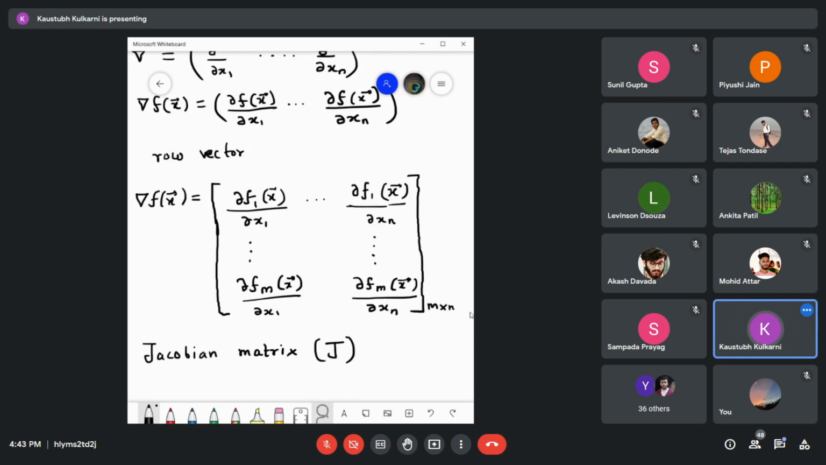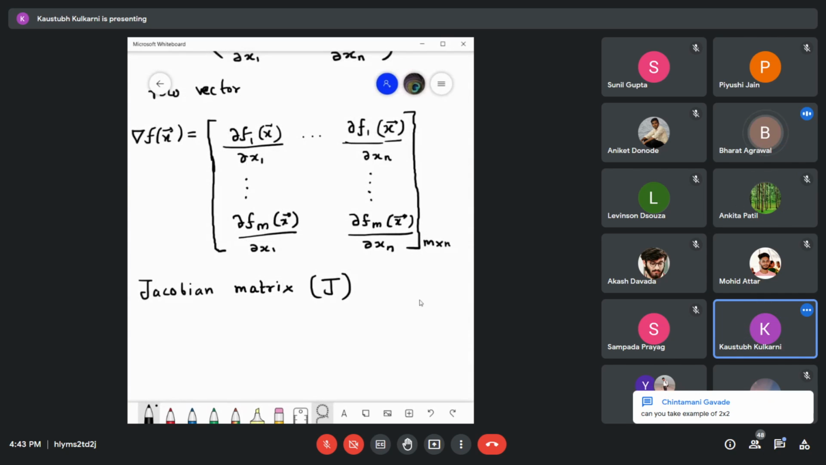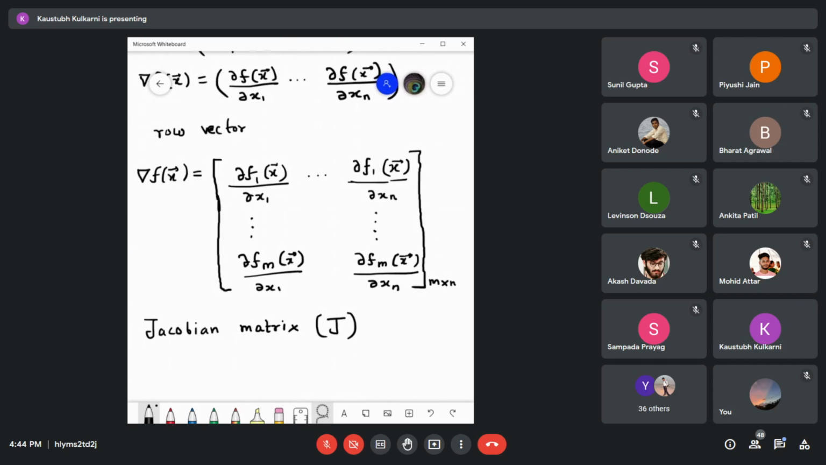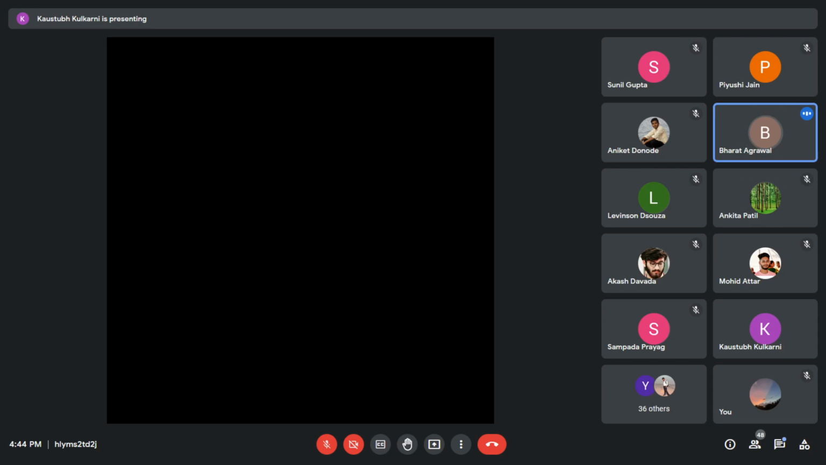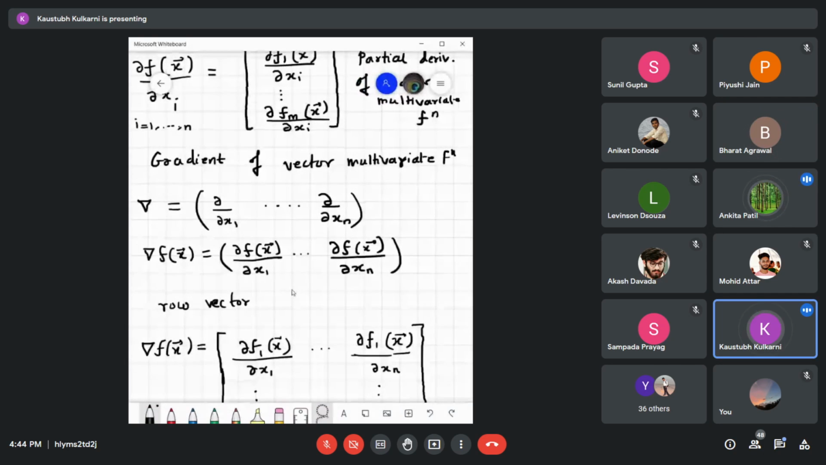Let's take an example on this. Is someone asking something? Yes, sir. Can you explain this matrix conversion again? Who was speaking right now? Sir, I was. Okay, I could not hear you. Can you repeat your question? Sir, can you explain that matrix conversion again, from the row and matrix conversion? Okay, this is not any conversion of any kind.